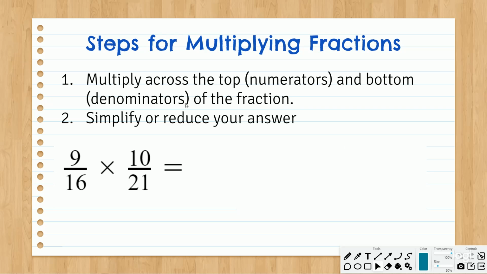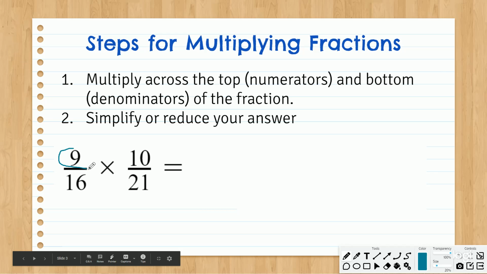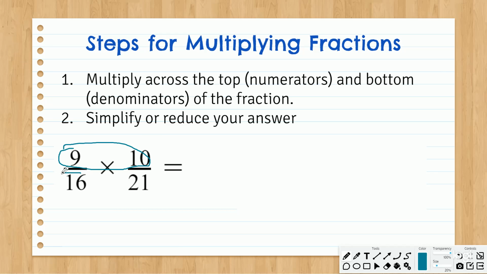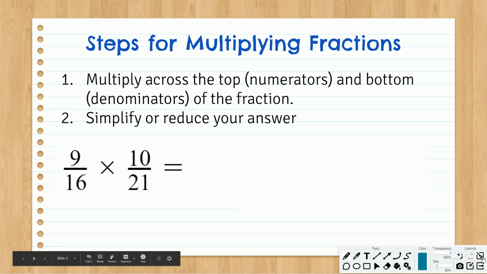So step one for multiplying fractions is we need to multiply across the top. So we're going to multiply the numerators together, and then multiply across the bottom and multiply the denominators together. So we're going to be taking these two numbers here and these two numbers here, and we're going to be multiplying them across to create our new fraction. And then at the end, the part that makes these ones a little bit more difficult is that we need to simplify or reduce our answer at the end.